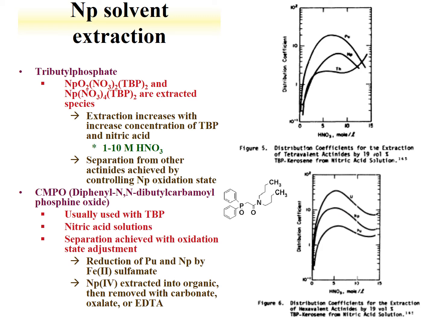CMPO, which is a ligand that is used in actinide extraction processes, has also been studied with tributyl phosphate, and separations have been achieved with oxidation state variation, where neptunium and plutonium can be reduced and neptunium-4 can be extracted into organic and then removed with carbonate, oxalate, or EDTA.